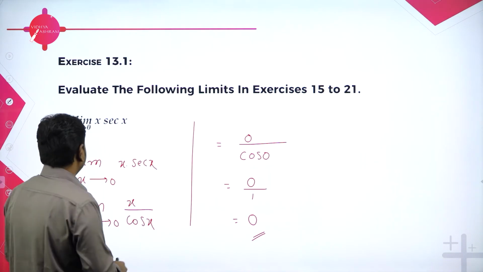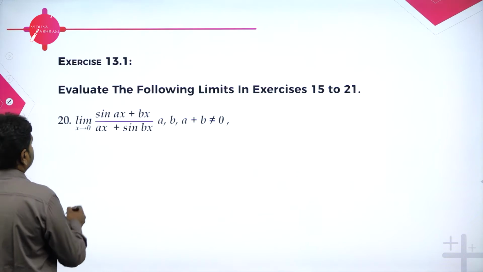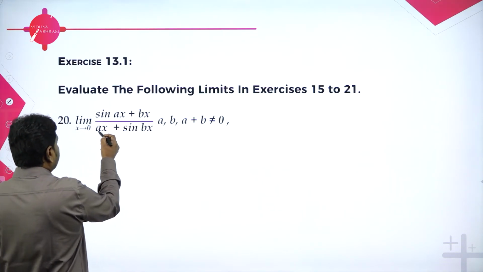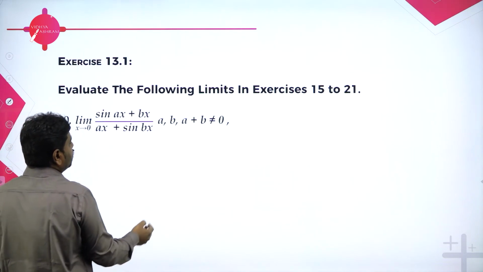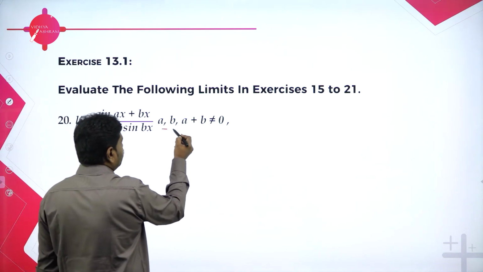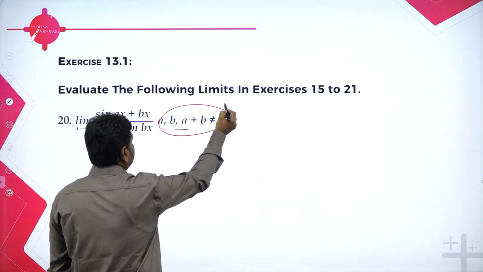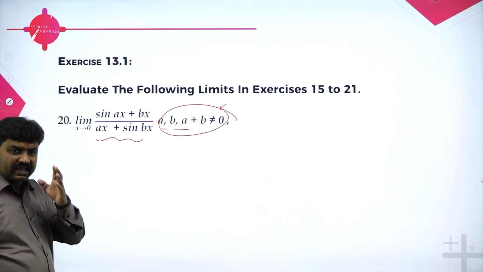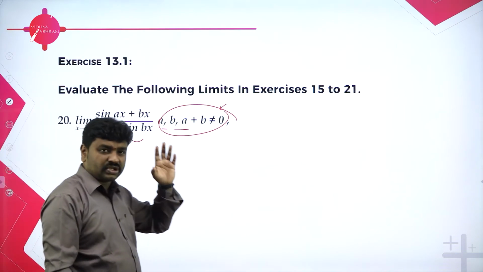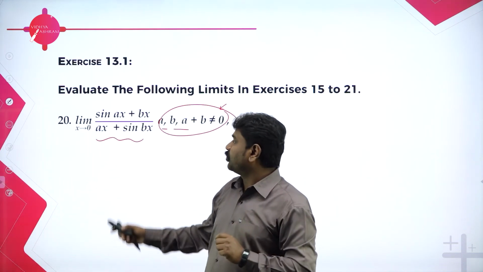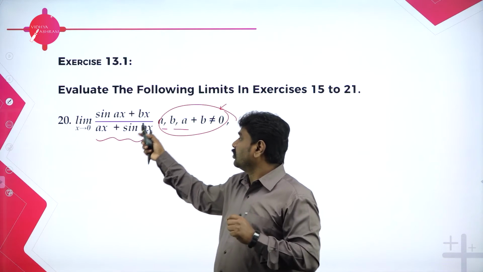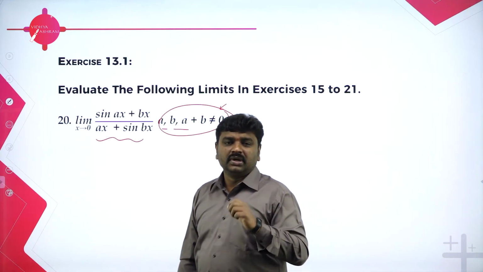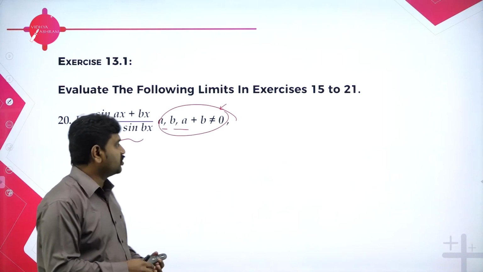Next we have limit x tends to 0, (sin ax plus bx) by (ax plus sin bx), where they told that a and b are not 0. So these are not zeros; this is a condition they give. Now this is the problem. Dear students, again in the place of x, if you put 0, sin 0 is 0, bx is 0, and the denominator is 0, so you will get 0 by 0.